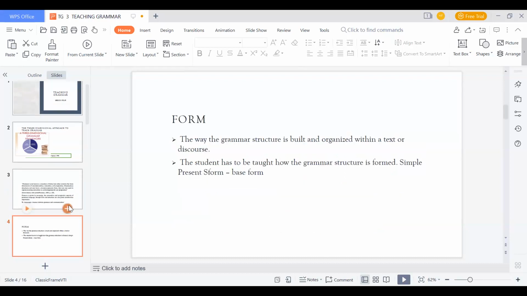Form. Can you actually read this slide? The way the grammar structure is built and organized within a text or discourse, the student has to be taught how the grammar structure is formed: simple present, S form, base form. That is what we teach in grade 6.